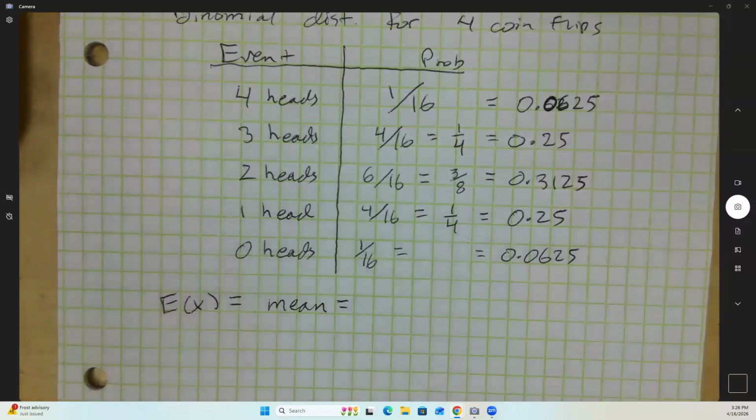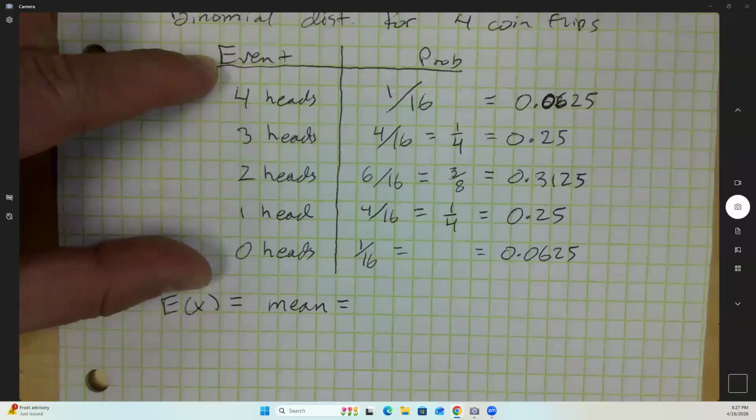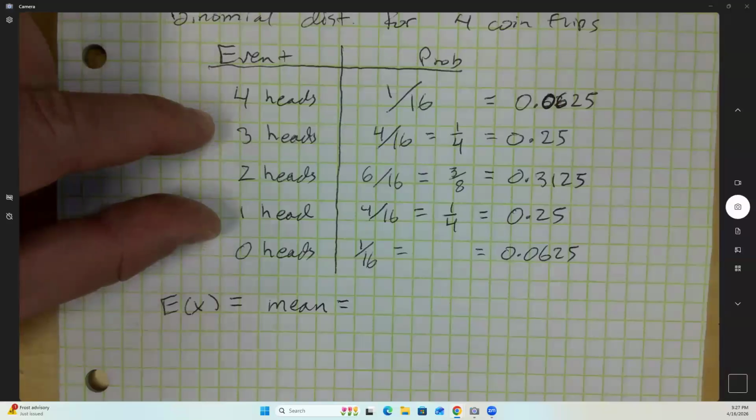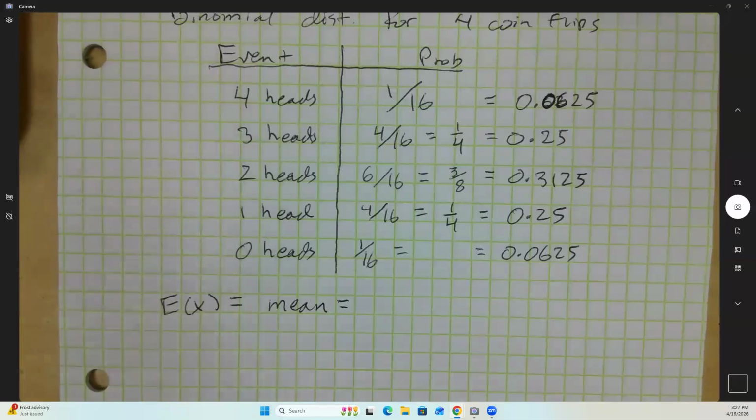which is a pretty good measure of the center. Is there a center to this distribution? 2. It's nice and symmetric. 4 and 0 have the same probability. 1 and 3 have the same probability. 2 is right in the middle.